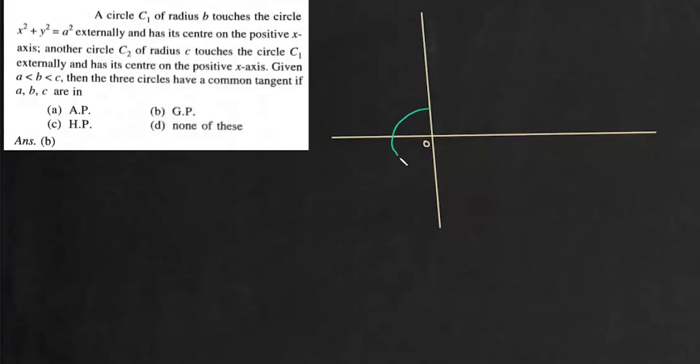Now here we are given a circle whose equation is x square plus y square equals a square. So we have a circle. Now the center of this circle is at the origin and the radius is a. So we have this circle, center at the origin and radius a units.